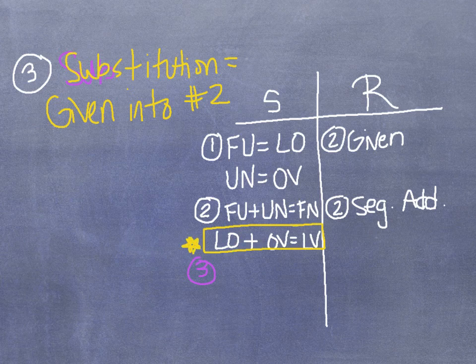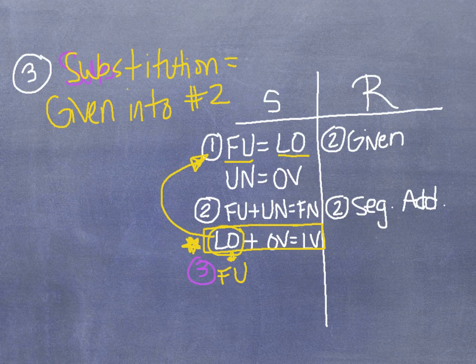So let's look at LO to start. If we look at the given and we come back up here, what is LO equal to? Hopefully you're saying to yourself, LO is equal to FU. So instead of LO, I'm going to write FU. I'm taking it and I'm replacing it. So just replacing the LO with the FU.